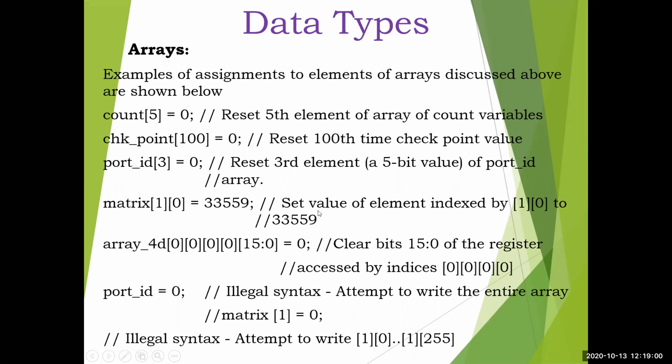Matrix [1][0] means it is a 2-dimensional array. Set the value of the element indexed by [1][0] to 33559. In a matrix, rows and columns will be there, so with 3 rows and 3 columns, this is how you represent each element. Similarly, how do we initialize a multi-dimensional array? Port ID = 0 is illegal syntax, because there is no subscript here; just like a variable we are trying to initialize it. This is an attempt to write the entire array. Matrix [1] = 0 is also illegal, so we should not do such practices.